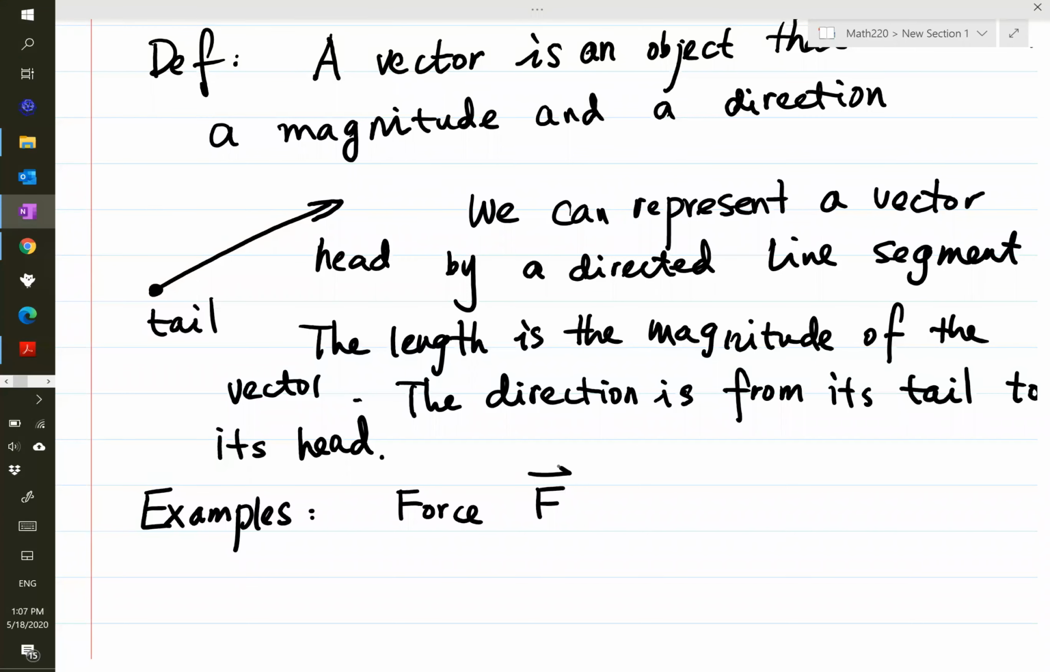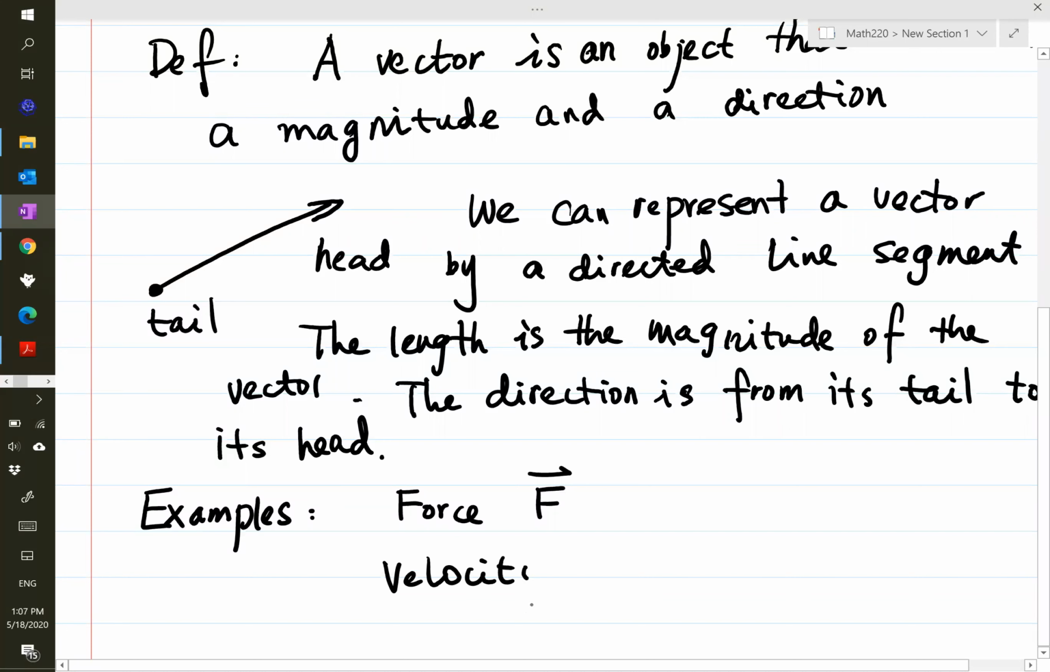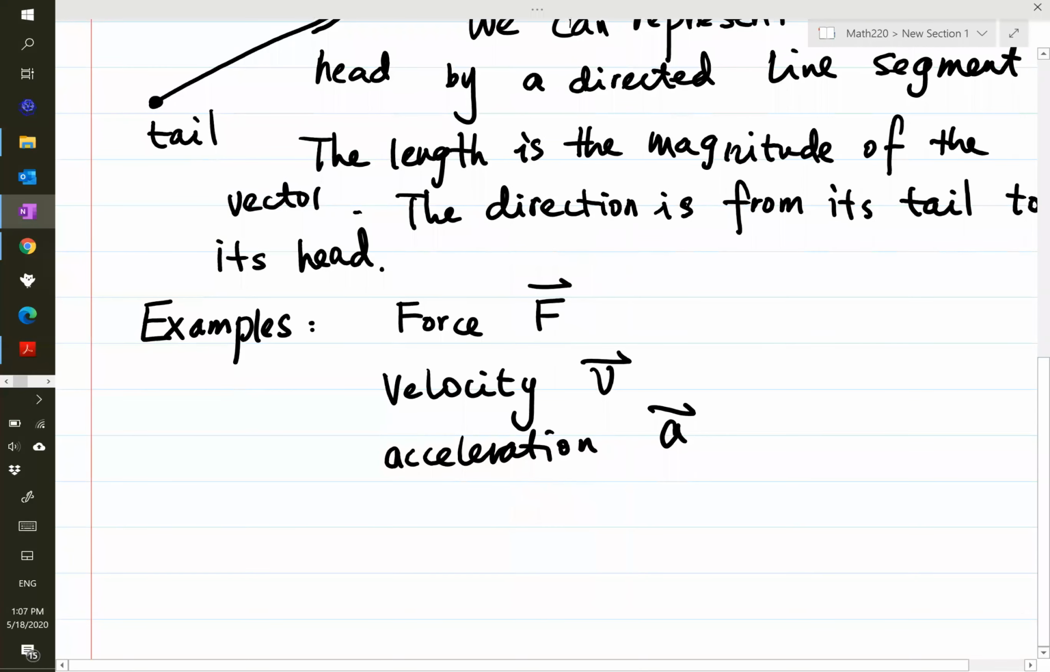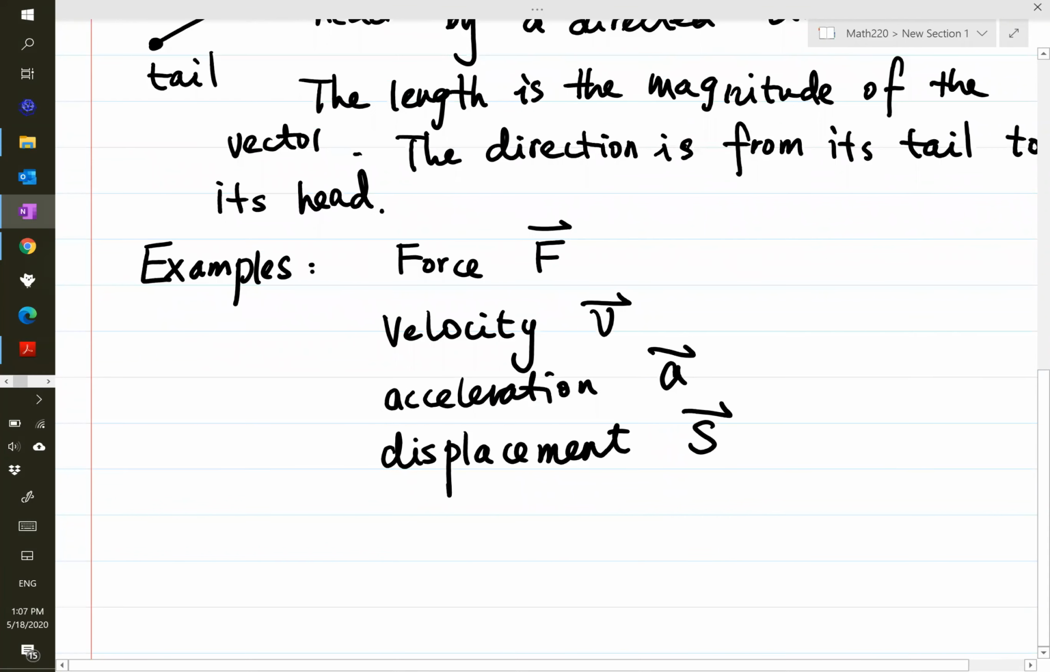For instance, velocity. You need to tell the magnitude of the velocity. The magnitude gives us the speed of an object, but velocity also has direction. For instance, acceleration, A. Okay, displacement, S. Etc., etc.